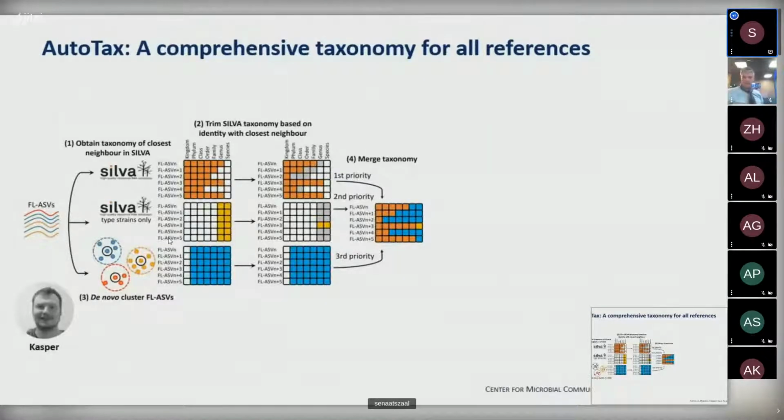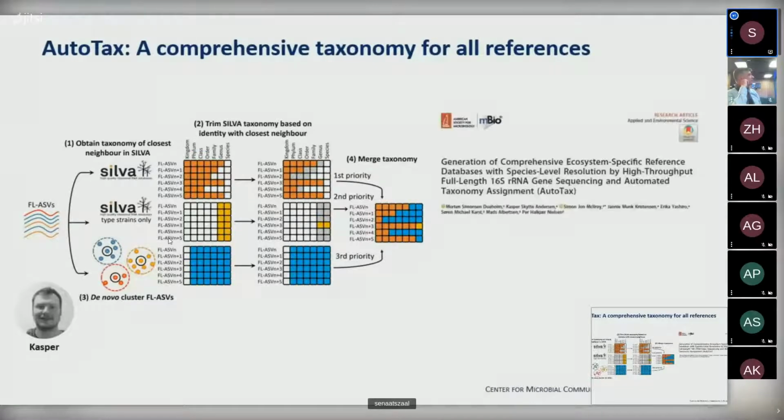And finally, we have some gaps in this taxonomy. To fill that up, we do de novo clustering of amplicon sequence variants, similar to what you do when you cluster OTUs at different taxonomic levels. And that's based on percent identity again. So for example, if you go to the species level, we use 98.7% identity. And this creates this blue taxonomy here. And you can add that on top of the taxonomy and then get this merged taxonomy on the right, which goes from the kingdom level to the species level for all reference sequences.